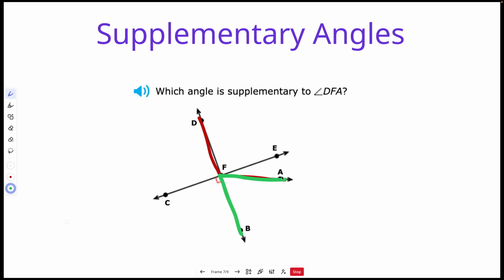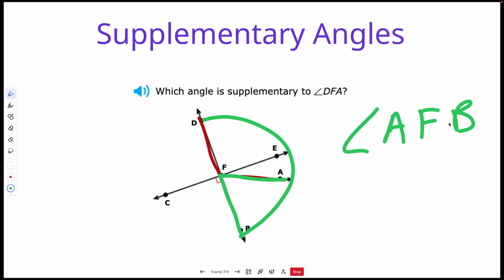If I combine these two, right, from here to here, I get this flat line right here. You could also think of it as I get a half circle, which is 180 degrees, a semicircle. All right, so the answer for this problem is angle AFB, or if you want to reverse that, that is perfectly fine. That would be BFA.